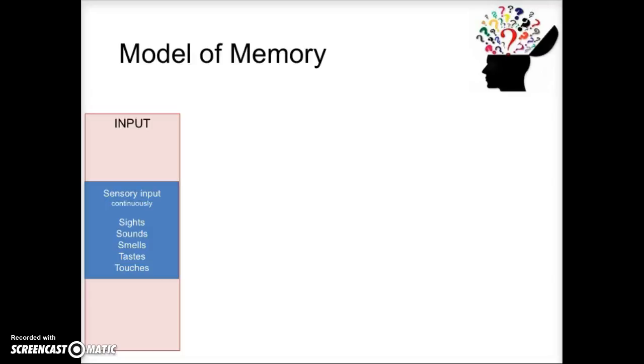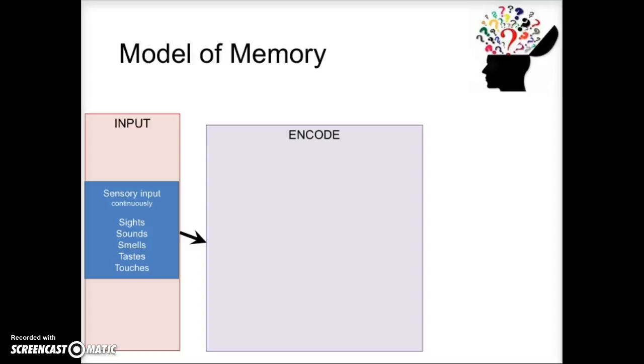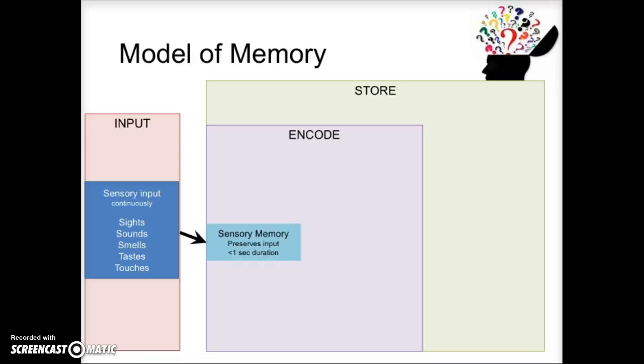We are continuously experiencing sensory input. Sensory information is constantly coming in through the sights, sounds, smells, tastes, and touches from my environment. That information is going to be encoded and stored through 3 different storage or stages of memory. The first place that sensory information goes is called sensory memory.